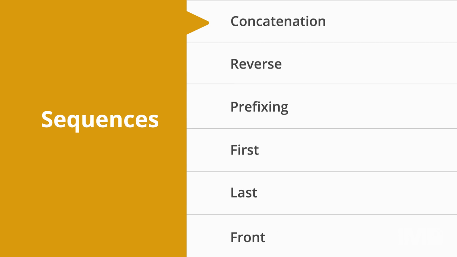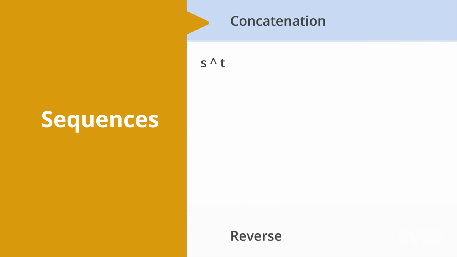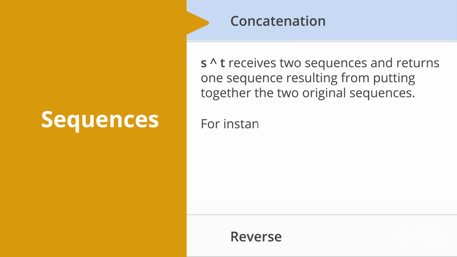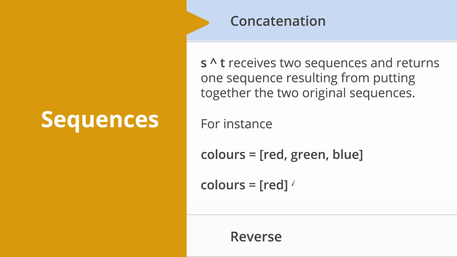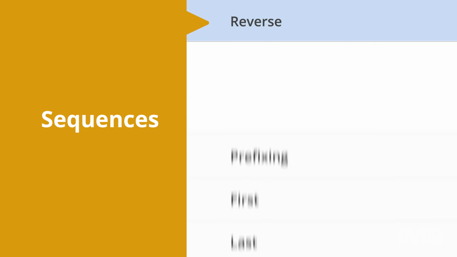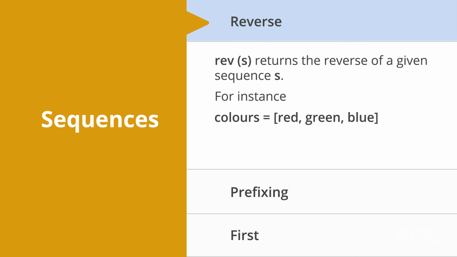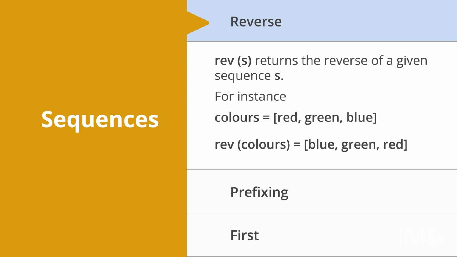Another operation is the sequence concatenation. It receives 2 sequences and returns one sequence resulting from putting together the two original sequences. For instance, our sequence colors is the result of concatenating the sequence containing the element red with the sequence containing the elements green and blue. The reverse function returns the reverse of a given sequence S. For instance, the reverse of our sequence colors is the sequence containing the elements blue, green, and red.